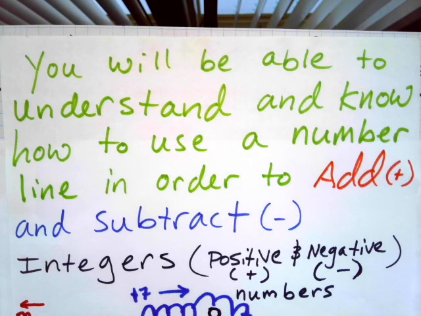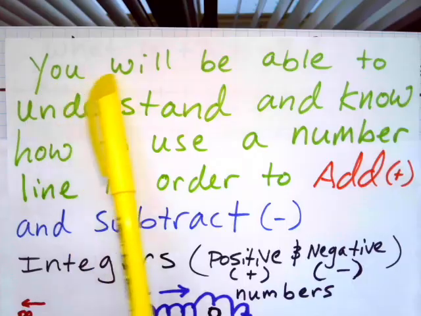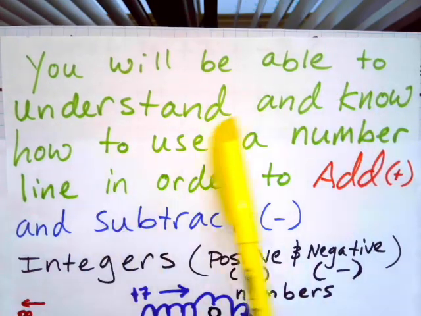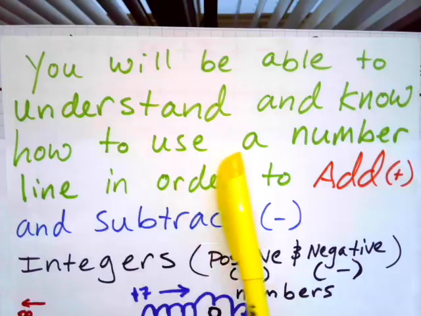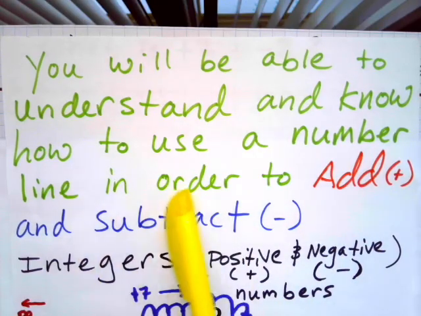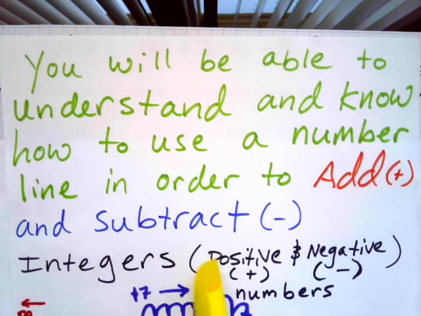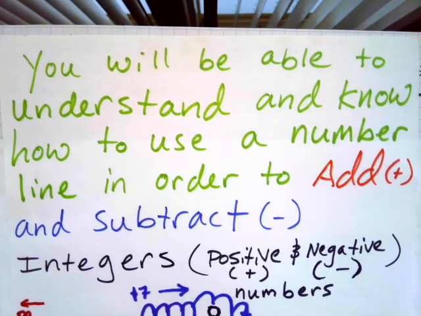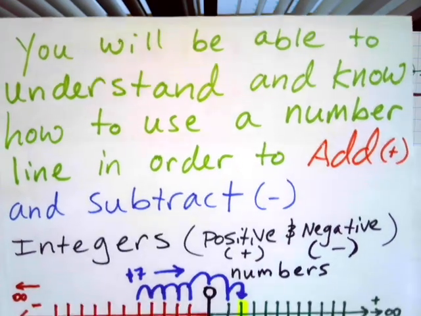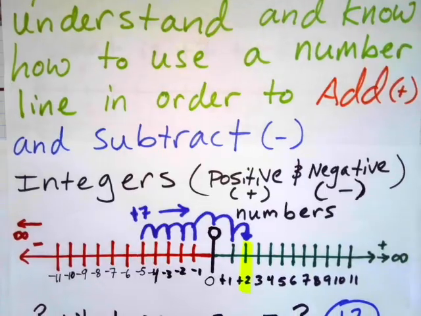I'd like to go over integers. What are integers? Integers are positive and negative numbers. So first I'd like to go over a number line, so you will be able to understand and know how to use a number line in order to add and subtract integers. Again, those are positive and negative numbers. Let's take a look at a quick example here.